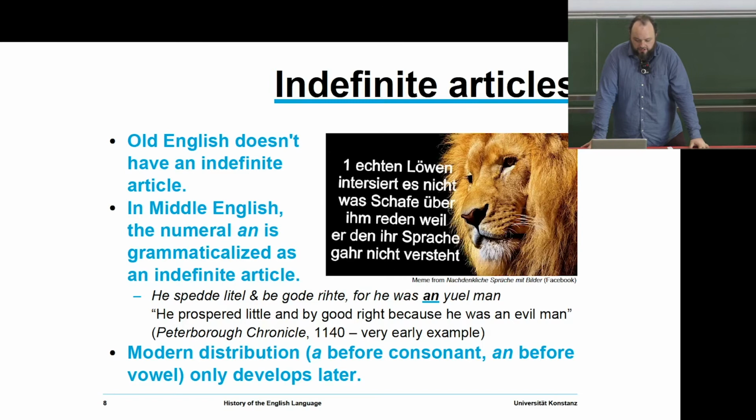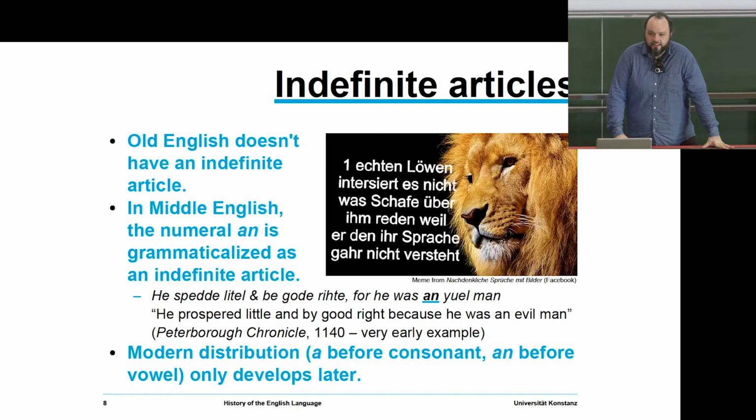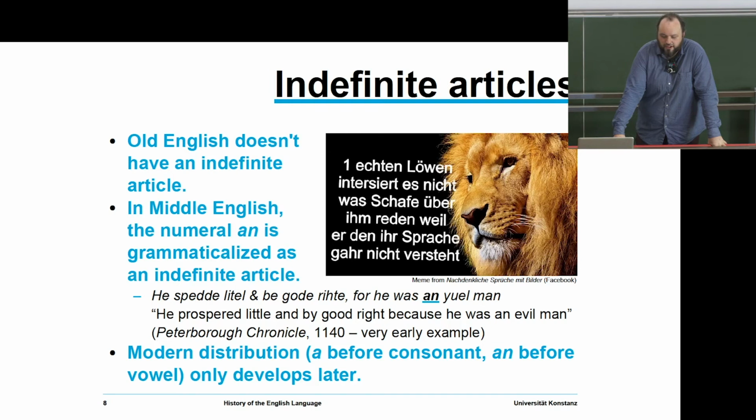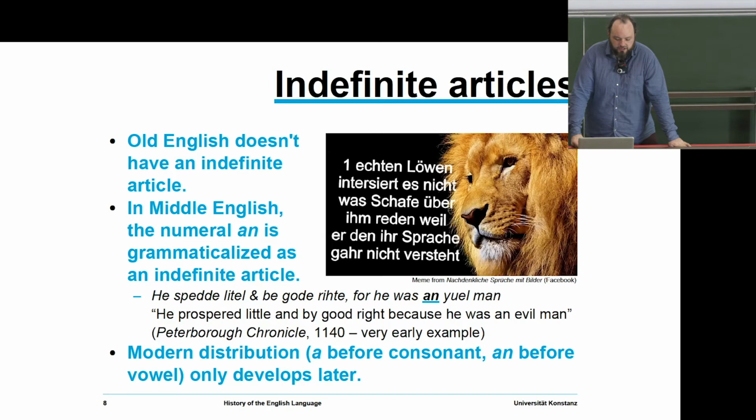The reason I'm using this meme on the slide is because it illustrates very effectively the source of the German indefinite article in the numeral, which I think in this meme context would probably be pronounced einst, eins echten Löwen. We've got a numeral grammaticalizing as an indefinite article, and an early example can be seen in the Peterborough Chronicle.